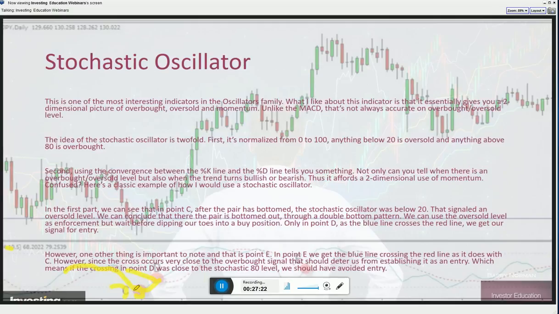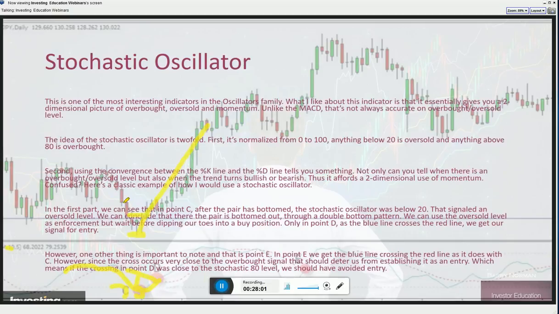So we can see that in point C, after the pair had bottomed out, though a double bottom trend was indicated, which we see here on our charts, we can use the oversold level as reinforcement, but wait before dipping our toe into the buy position. So here we saw a chart. We had a double bottom. We had the crossover here at C indicating that the market was oversold. And again, we're using other interpretation, but then what happened to the marketplace?